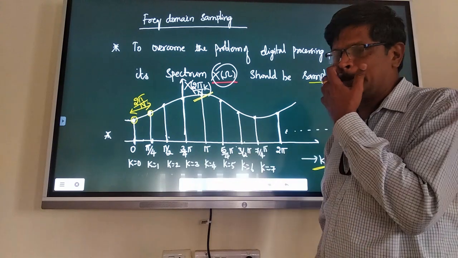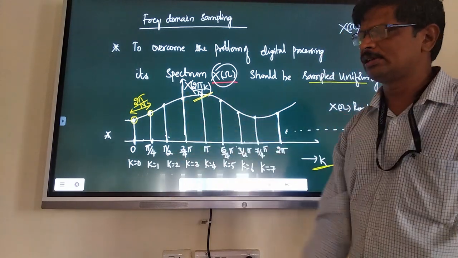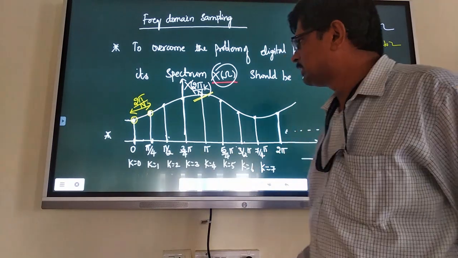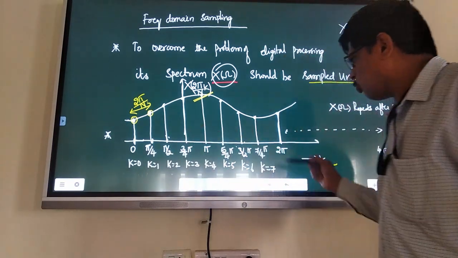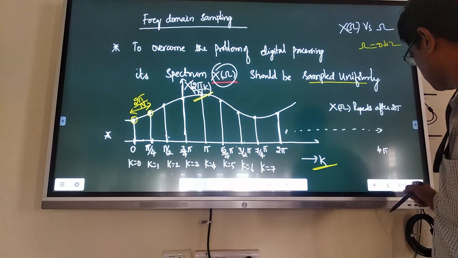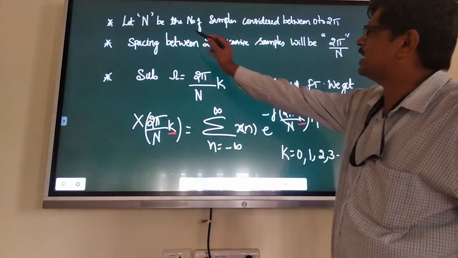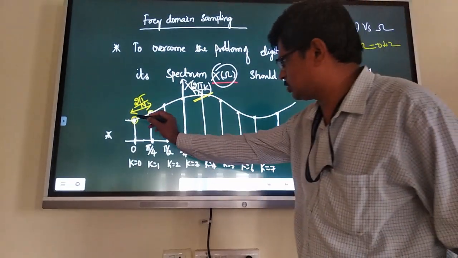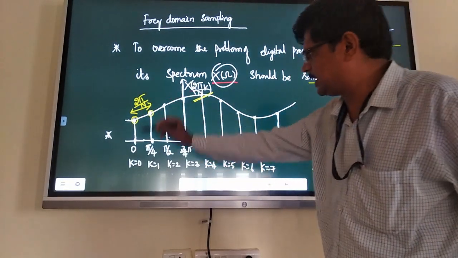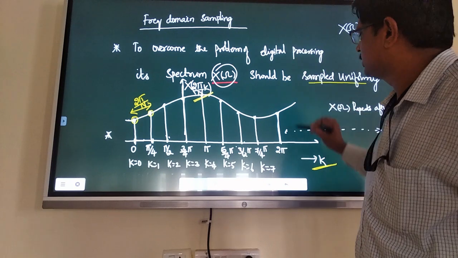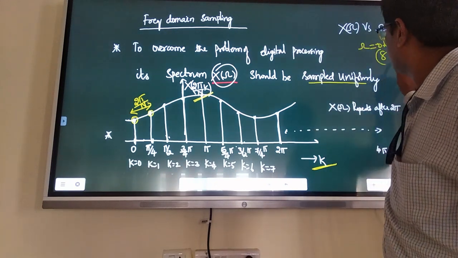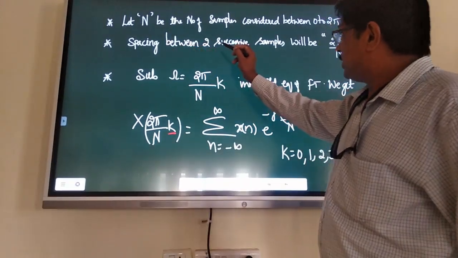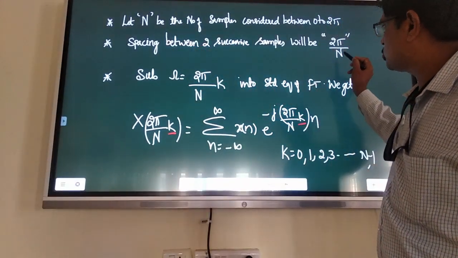Now to derive how to get the samples, let us see at k is equal to 0, k is equal to 1. Now let us see how we are getting those samples. For example, let N be the number of samples considered between 0 to 2 pi, continuous. Let us say 8 samples we are considering. Now, the spacing between 2 successive samples will be 2 pi by N.